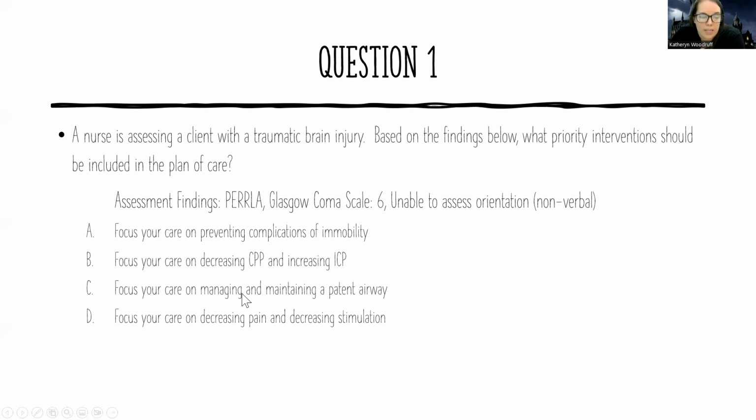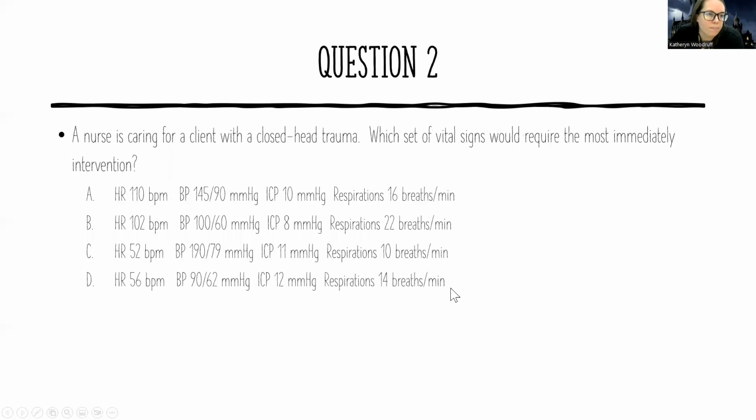So we have to think about our ABCs. We are going to do other things to make sure that their ICP is decreased and that we're increasing their CPP, like decreasing their pain, decreasing stimulation. But ABCs always has to come first. And then after that, of course, if they're immobile, etc., we'll want to do things to prevent that.